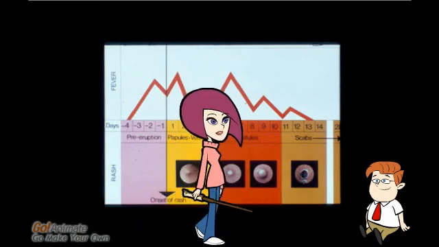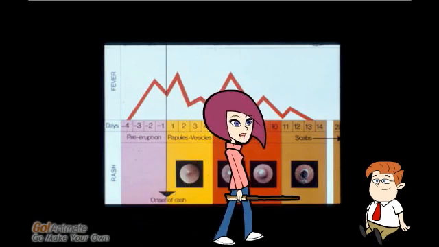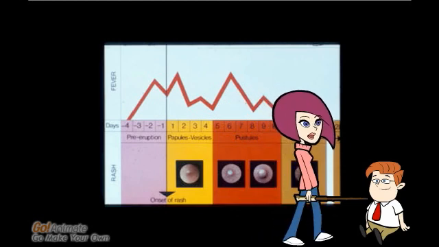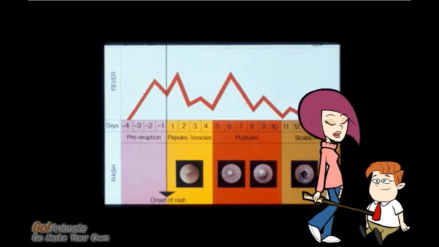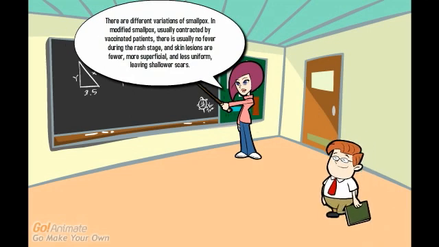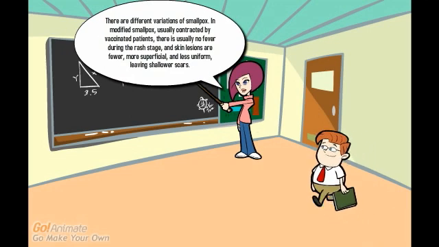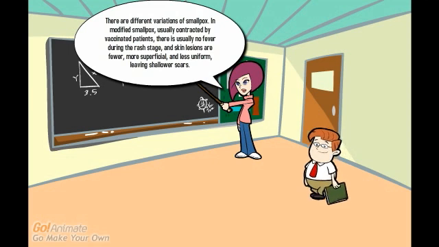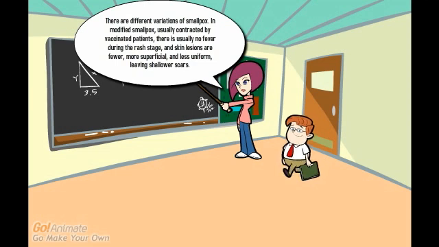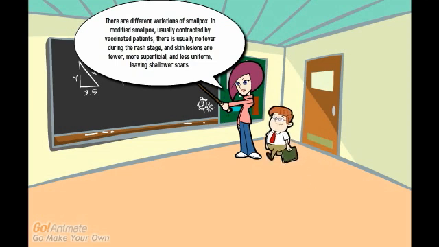As you can see, the fever spikes before the onset of rash and remains elevated until scab formation, which usually occurs around 10 to 14 days after the onset of the rash. There are different variations of smallpox. In modified smallpox, usually contracted by vaccinated patients, there's usually no fever during the rash stage, and skin lesions are fewer, more superficial, and less uniform, leaving shallower scars.